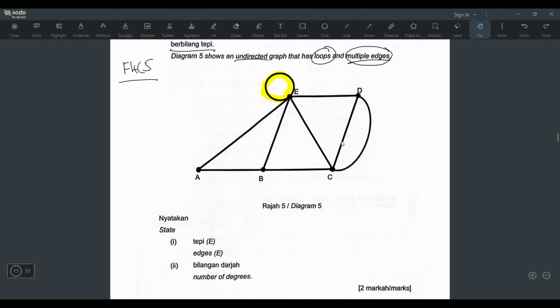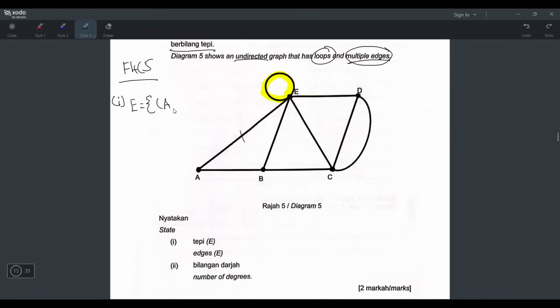Okay, now what? Question 1, state the E. State the E means you list out all the edges, senaraikan semua edge. And when you list this out, you have to open curly bracket and write down all the edges. How do we write this edge? AE or EA? Both are fine. Because it has no direction, no arrow. The way we write is like this: open bracket, A, comma, E, and then close bracket. For the next edge, you can write AB, bracket A, comma, B, or BA also can. And then for this, open a new bracket, B, comma, E like that.